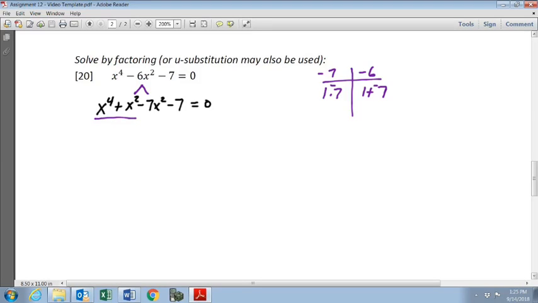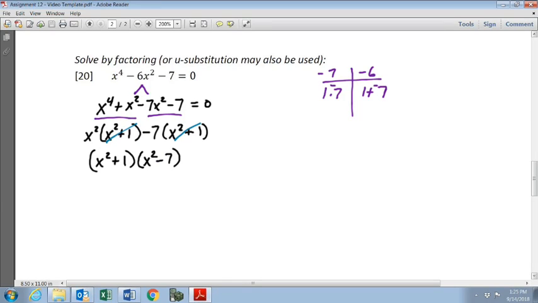So we can factor out an x squared there, times x squared plus 1. And so when we factor here, we expect to get an x squared plus 1. And notice to get that negative 7x squared there, we're going to have to multiply by negative 7. So we're going to end up with x squared plus 1 times x squared minus 7, and that's equal to 0.